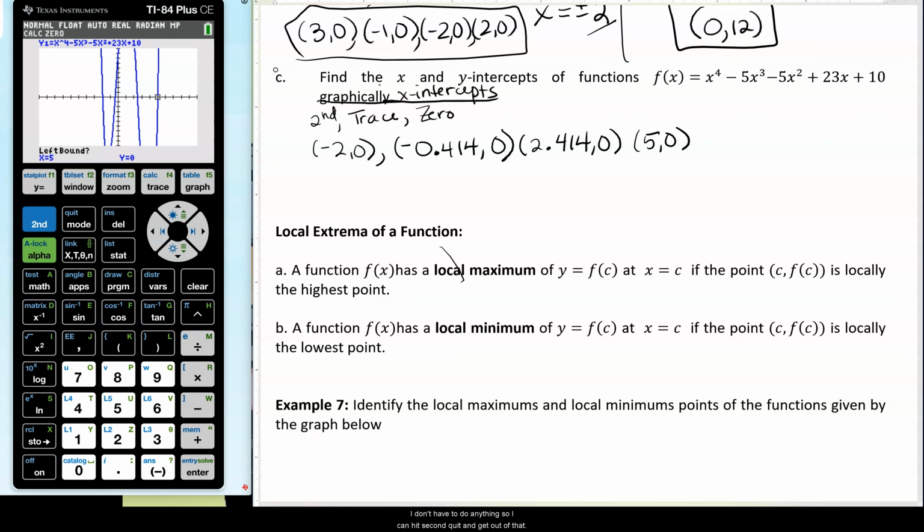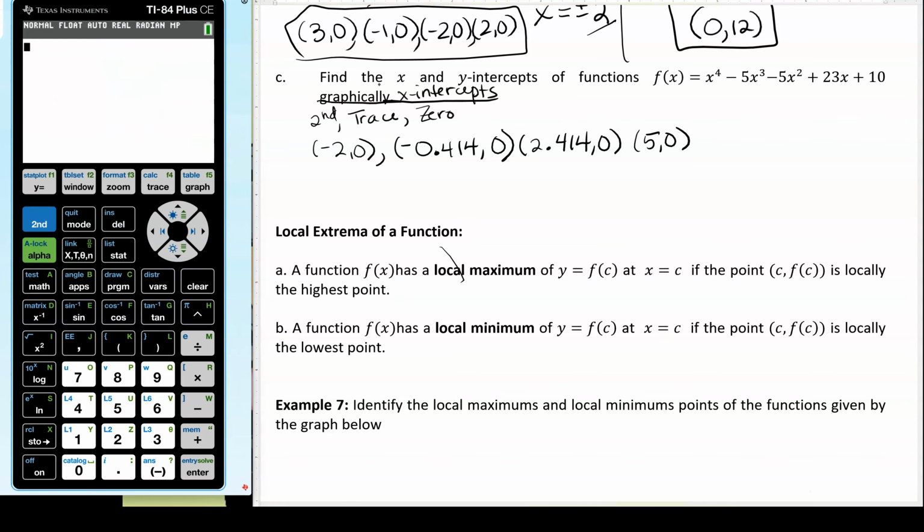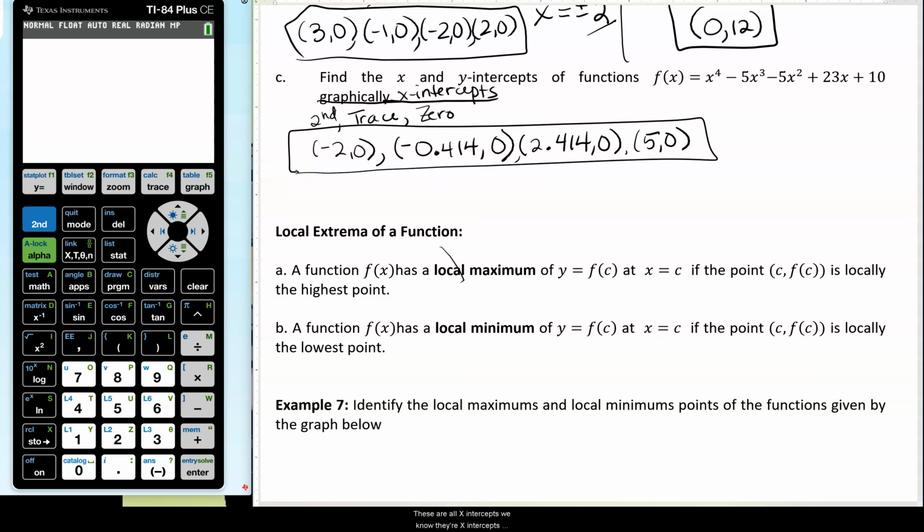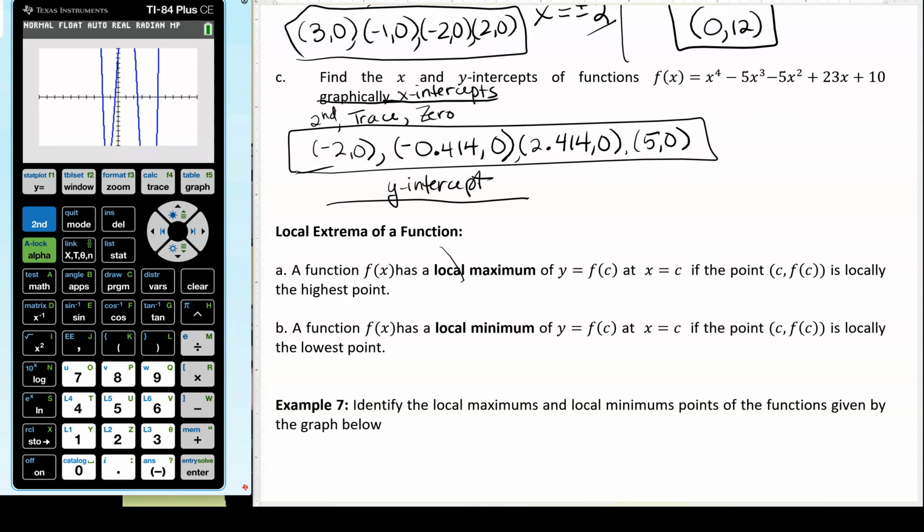I don't have to do anything, so I can hit second quit and get out of that. So these are all x-intercepts. We know they're x-intercepts because the y values are 0. Then to get the y-intercept, we're going to have to zoom out on this particular graph.